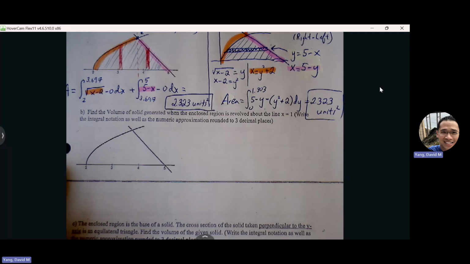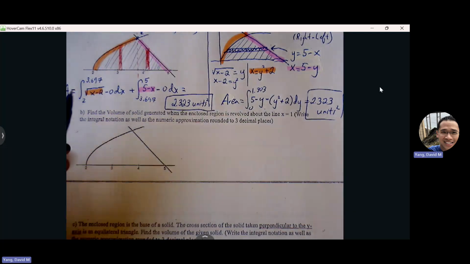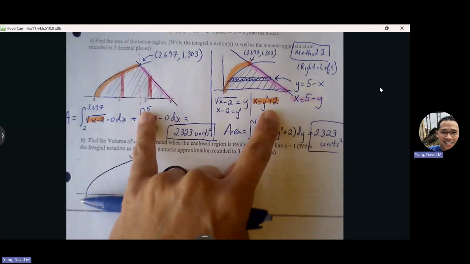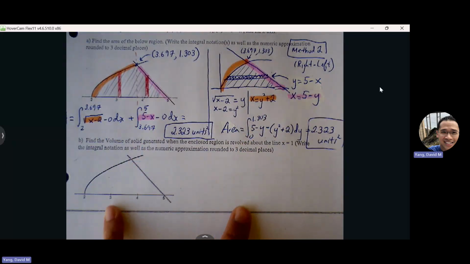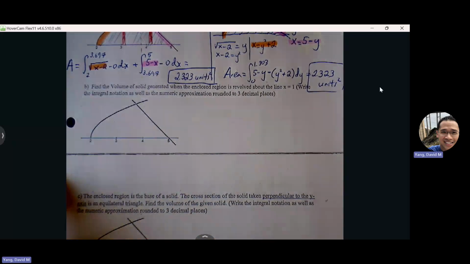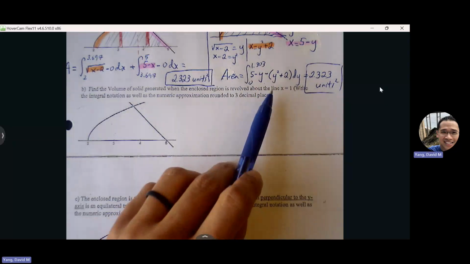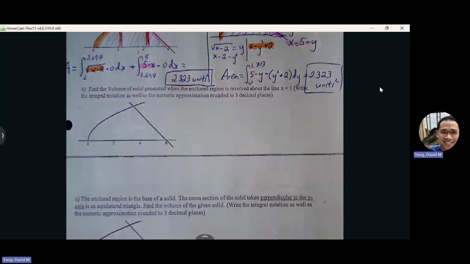Okay. All right, read part B and see if you can try this. A lot of the information that you've gathered from part A, we can reuse. So see if we can decide what to do here. So find the volume. We're rotating about the line x equals 1.